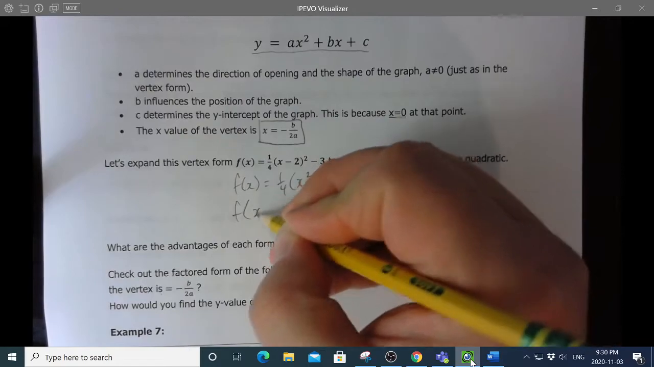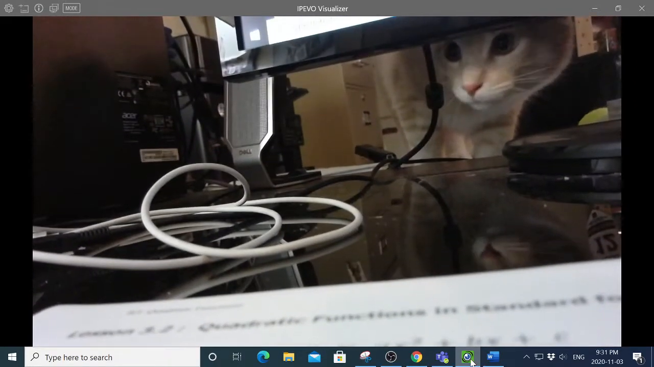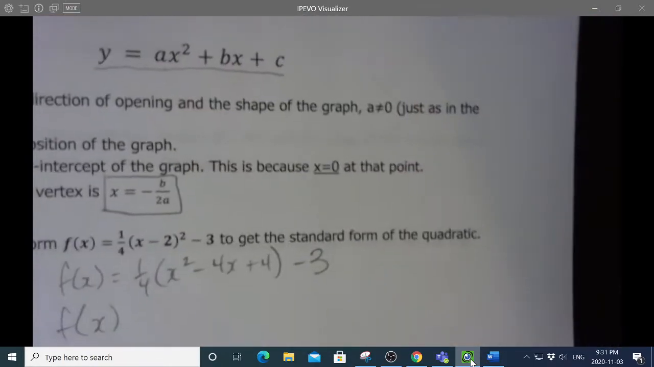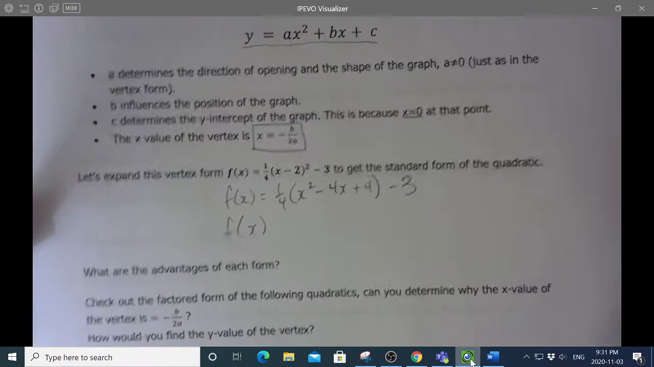F of x, and this is what I'm dealing with. I'm trying to do this video, and I have company. What are you doing on the desk? Crazy cat. Okay, so if we get interrupted, I apologize.